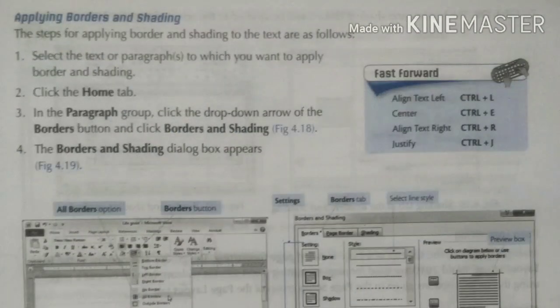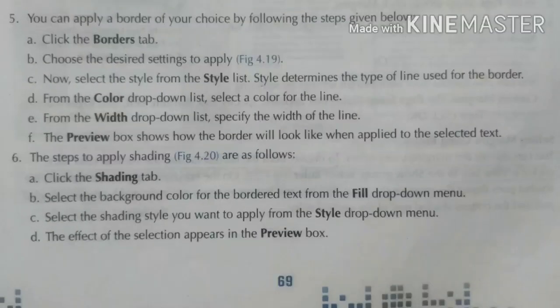Next point, applying border and shading. The steps for applying border and shading to the text are as follows. Here just steps are given. Border and shading you have already done in your earlier classes, so we will not go in detail about this.